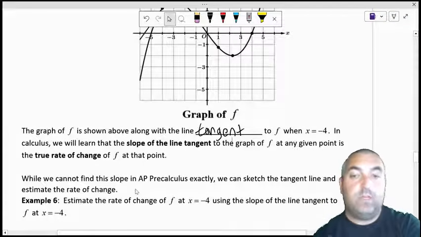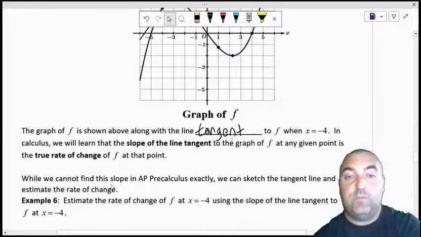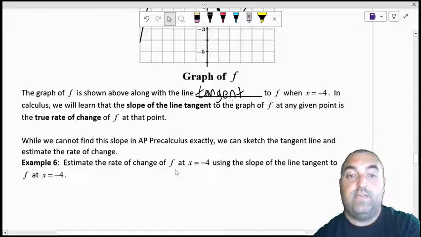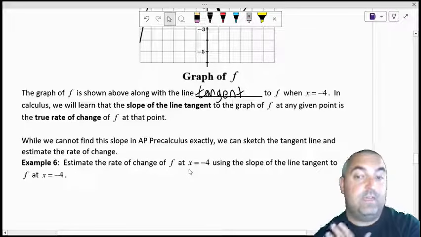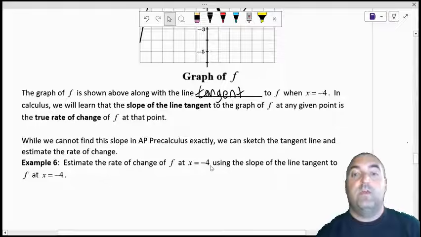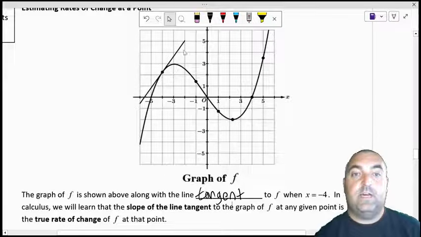While we're in AP Pre-Calc, we cannot find this slope. We can sketch the tangent line and estimate the rate of change. So that's really what this video touches. It wants us to estimate the rate of change of f at x equals -4. Again, no interval here, it's just at one single point, using the slope of the line tangent to f at x equals -4. So here we're taking this line and we're going to estimate its slope.